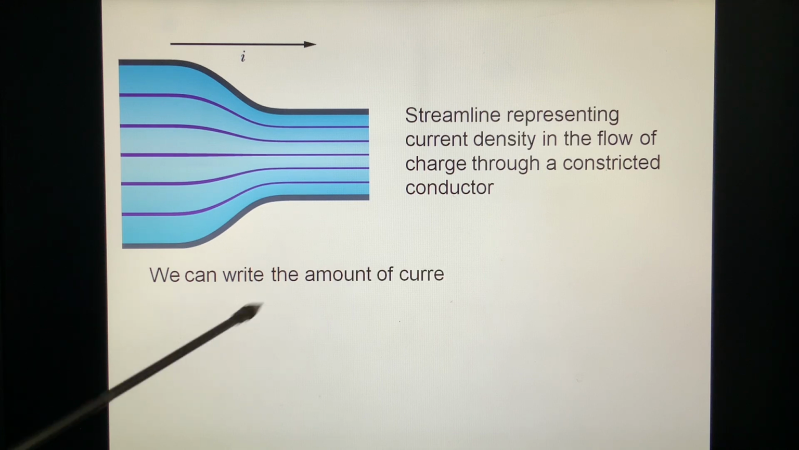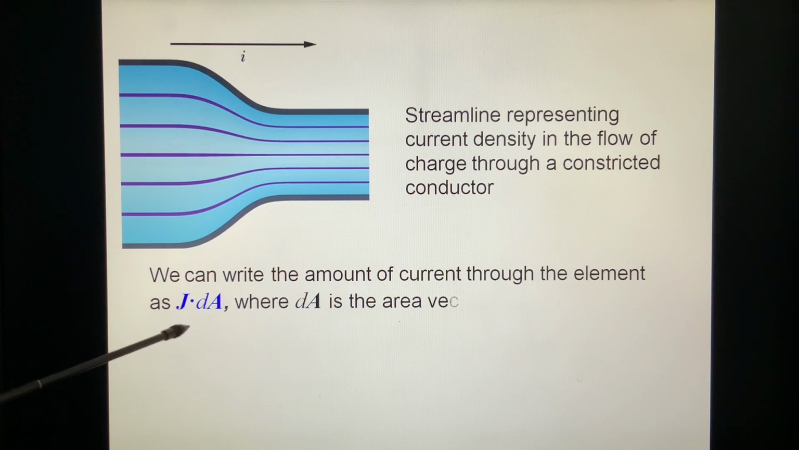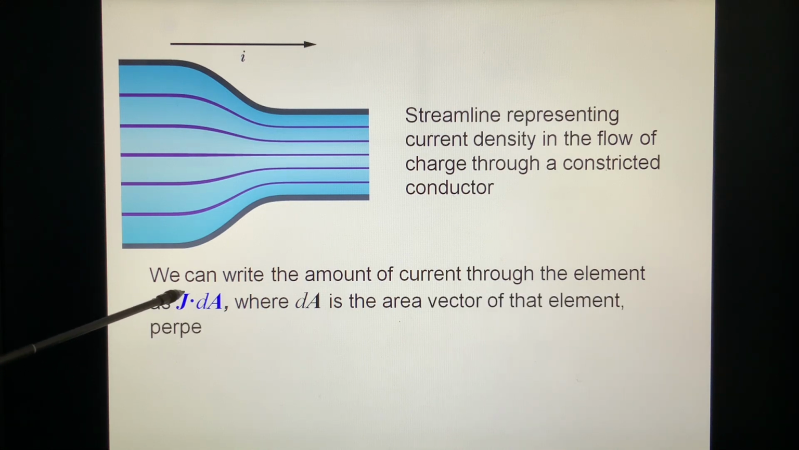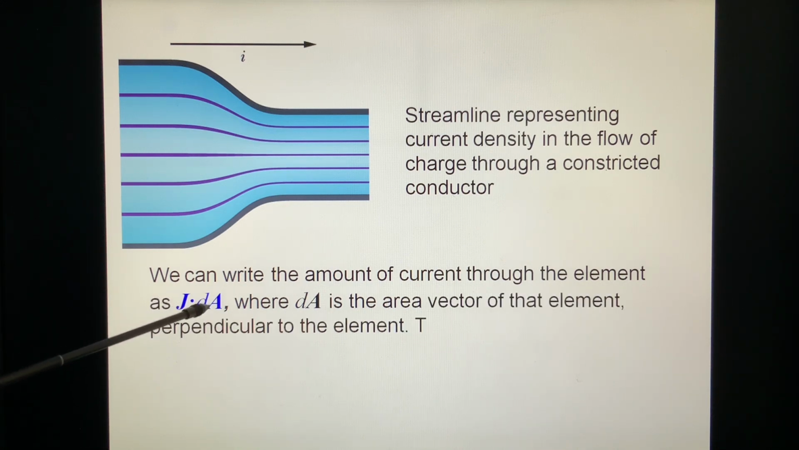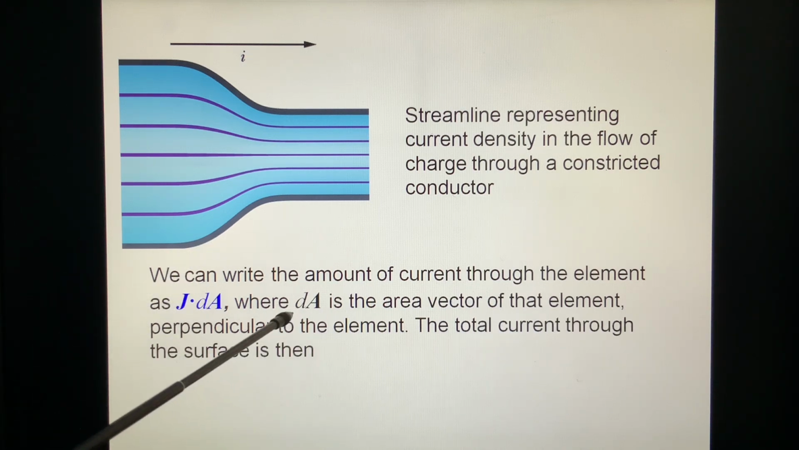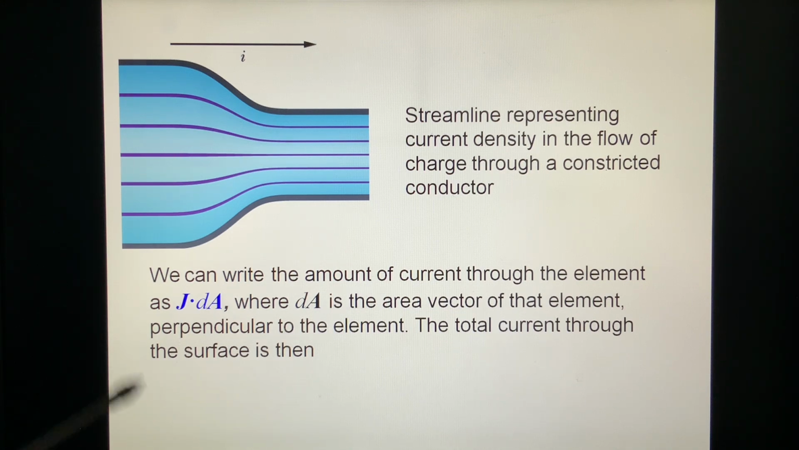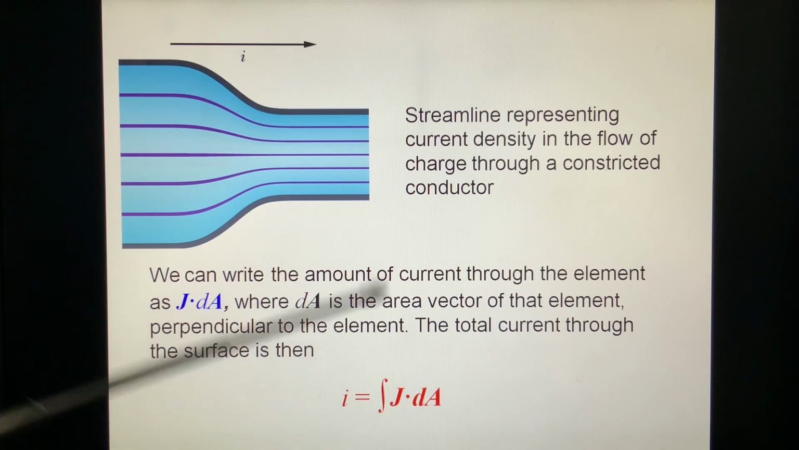We can write the amount of current through the elements as J dot dA. J is the current per unit area, dA is the area, so J dot dA is the current, where dA is the area vector of that element, perpendicular to that element. The total current through the surface is then I equals the integral of J dot dA. Okay, I is not just a scalar. J is a vector.